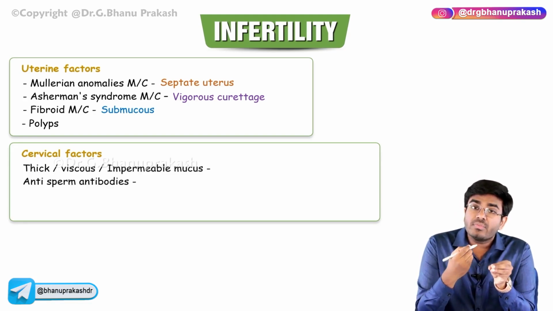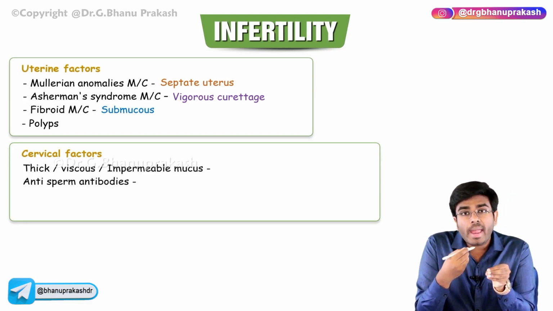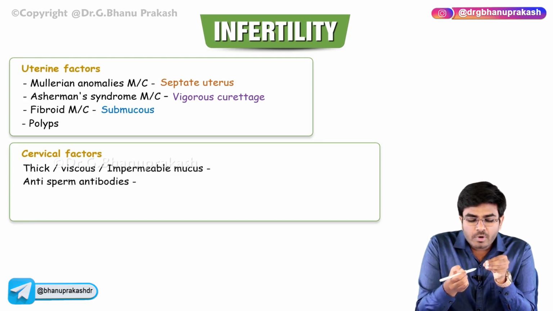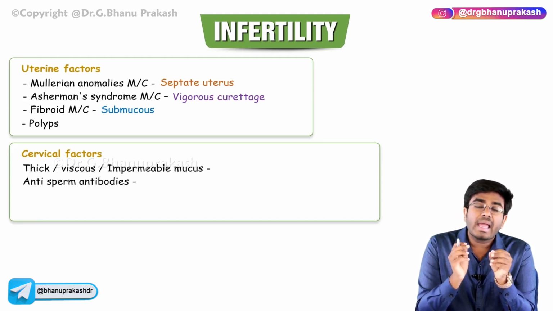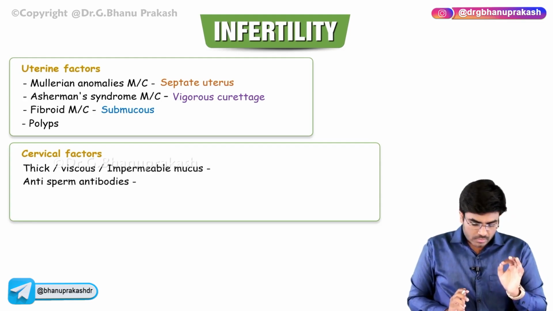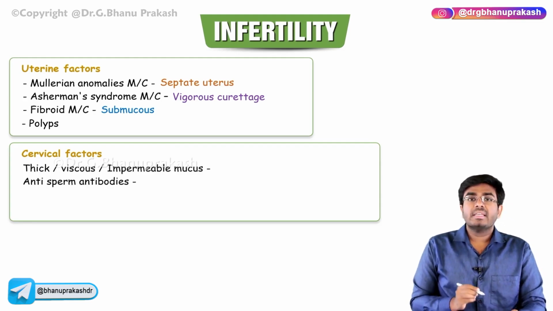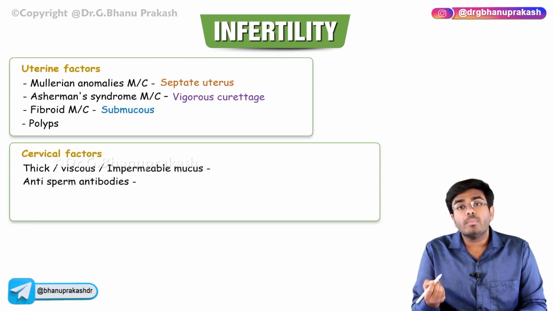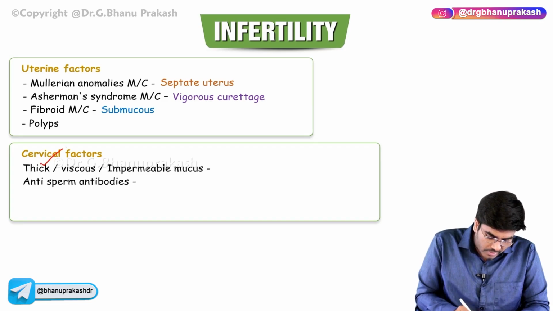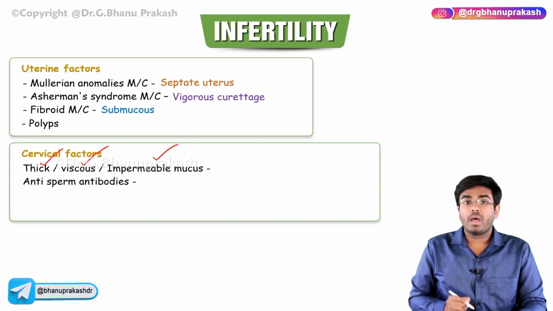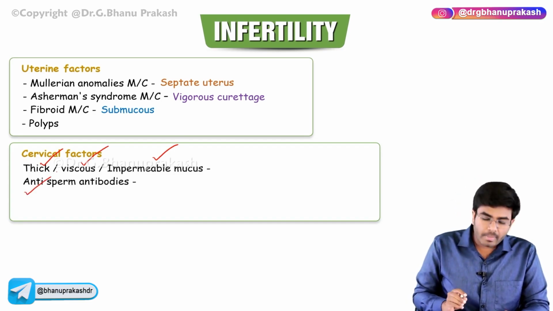Or else, this female is making anti-sperm antibodies. So these antibodies are coming and residing in the cervical mucus. So whenever the sperms are coming through the cervix, these antibodies are killing the sperms and she is getting infertility. So what I am trying to put into your mind is, there is no proper receptivity by the cervical mucus, that is thick cervical mucus or viscous cervical mucus or impermeable cervical mucus, or there can be anti-sperm antibodies.